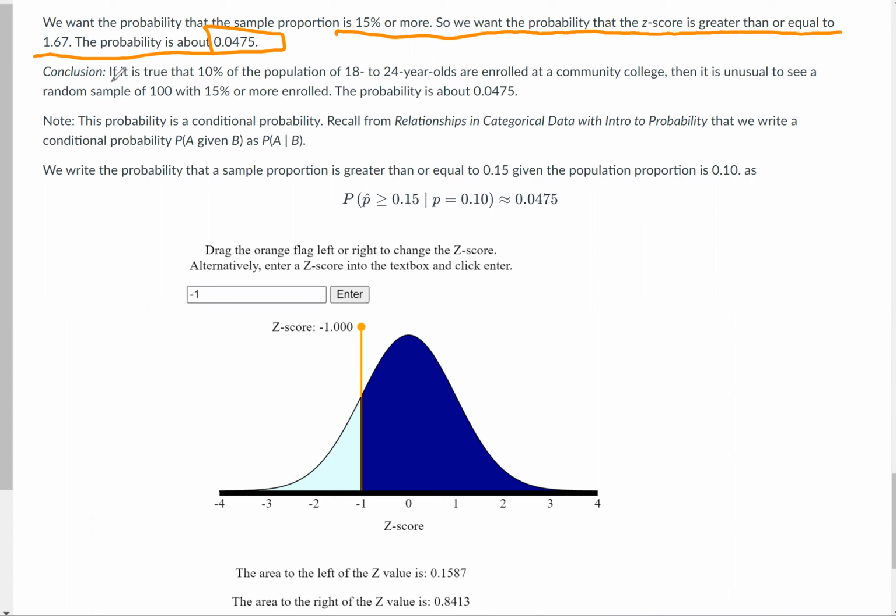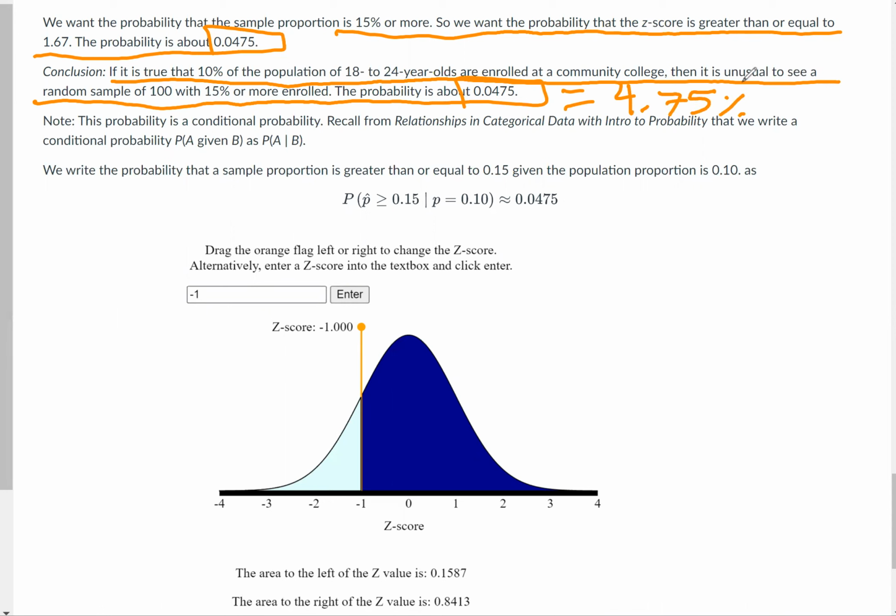Our conclusion is, if it's true that 10% of the population of 18 to 24-year-olds are enrolled at a community college, then it's unusual to see a random sample of 100 with 15% or more enrolled. The probability is about 0.0475, which is 4.75% if you move the decimal over to the right twice. And that's not super common. You wouldn't see that very often.